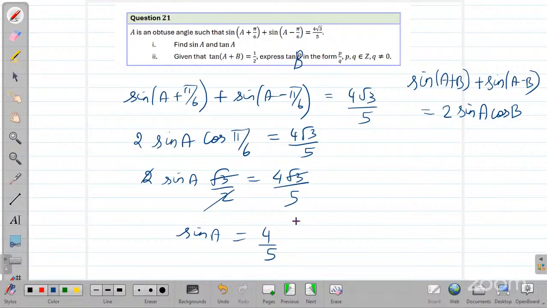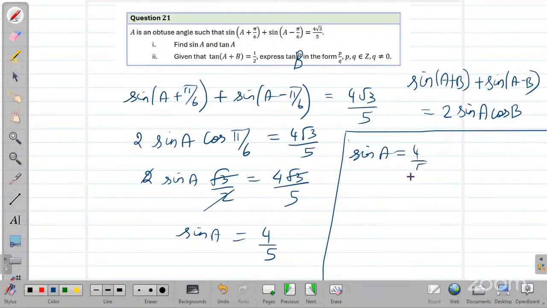Is that clear? Yeah. So when you have sine A is equal to 4 over 5, and it's given very clearly that angle A is an obtuse angle, so cos A will be 3/5 or negative 3/5. You can use sine square A plus cos square A equals to 1. So here cos A will be negative 3/5, because angle A is an obtuse angle. Okay. So now when you do the division here, you will get tan A is equal to negative 4 over 3. So this is the answer for the first part.